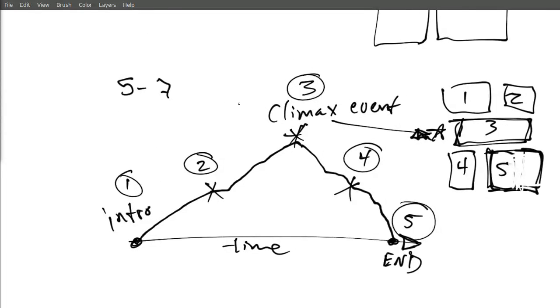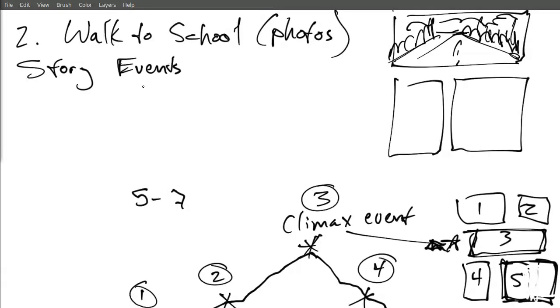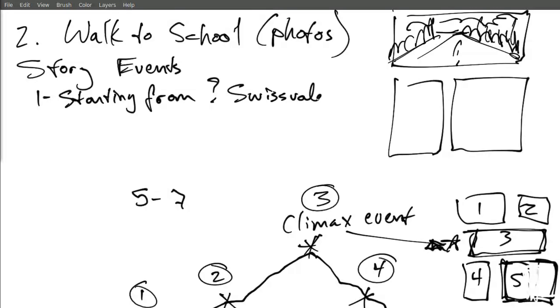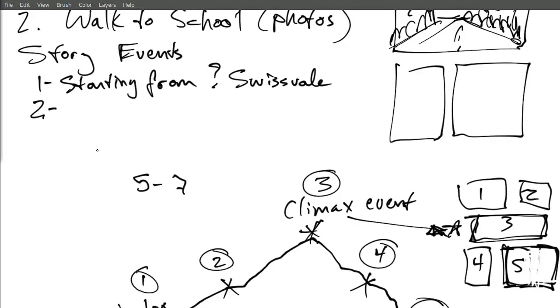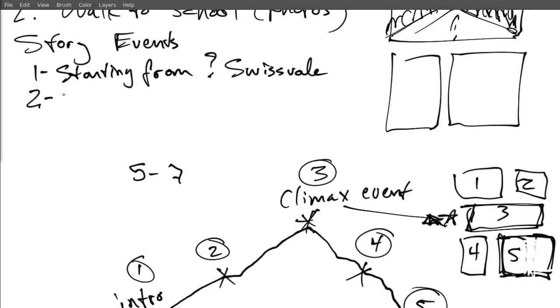All right, so what am I going to choose for these? Well, let's see. The first story event would be, where am I starting from? So it could be my home in Swissvale. Item number 2 could cover perhaps walking down Commercial. And the significance of this is that I'm leaving Swissvale and heading into the Frick area.